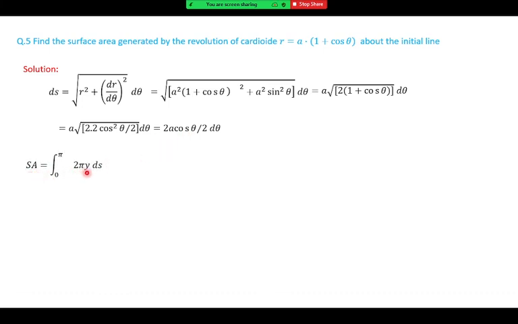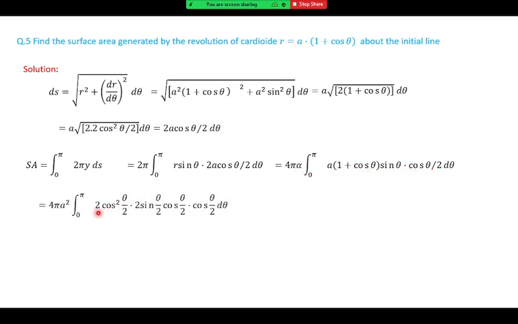The formula for surface area is 2 pi y ds. The value of y is r sine theta, and ds we calculated here. So this is r sine theta, the value of y. 2 pi is a constant outside. This is the value of ds. Again, the value of r is replaced: that r is replaced as a(1 plus cos theta). Now this is in half angle, so everything can be replaced in half angle, so that we can use a half angle formula.